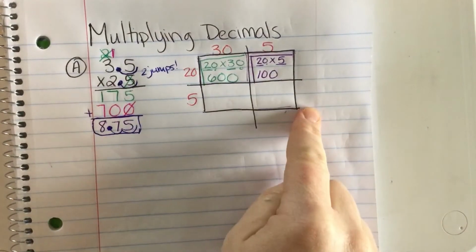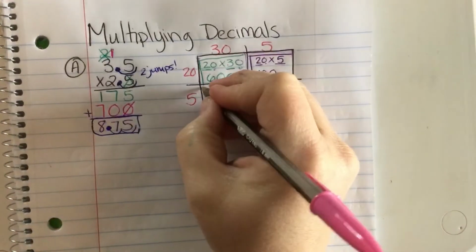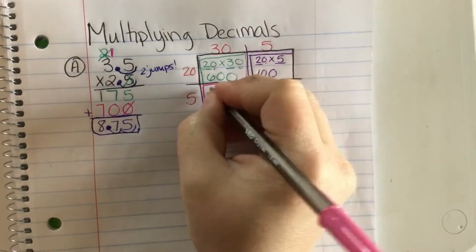All right, we're done with the 20s row. Let's go to the 5s row. This one is 5 times 30.